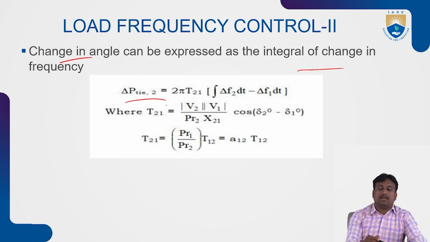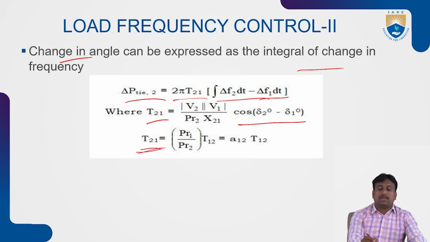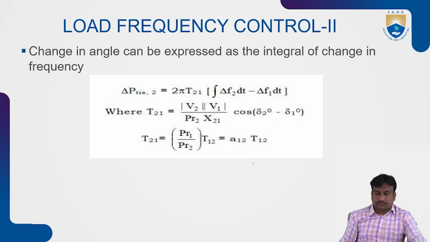that is delta P tie. So it is 2 pi T12 times the integral of (delta f1 minus delta f2) dt. Similarly, T21 equals V2 V1 by PR2 X21 as a factor of cos of (delta2 naught minus delta1 naught). So this is the T21 case, PR1 by PR2 into T12, which is equated to a12 into T12.